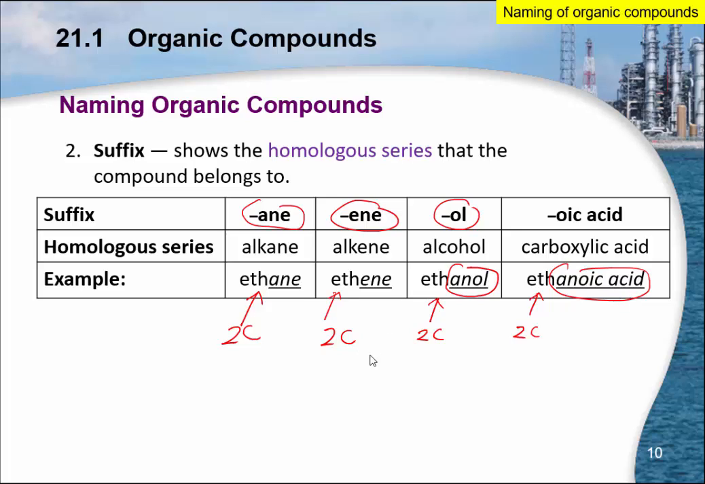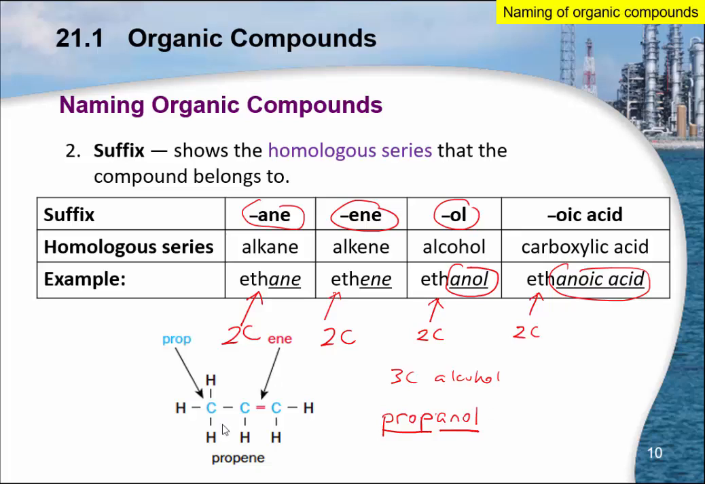Okay, let's try. For a 3 carbon alcohol, what should the name be? 3, if you look from the previous slide, it is prop, P-R-O-P, and followed by -anol, so it's called propanol. So a 3 carbon alcohol will be called propanol. The first part is the number of carbon, the second part is the name that comes with the family.